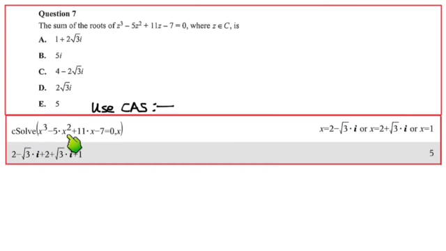This here I've used x. It doesn't matter if you use x instead of z, it's all the same. And you get these 3 roots, no problem.